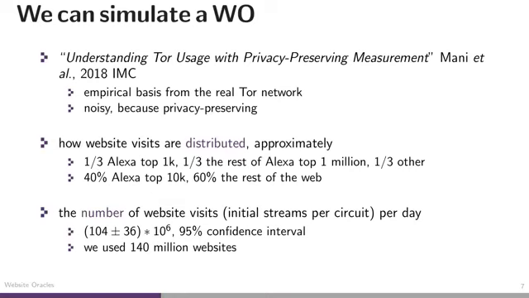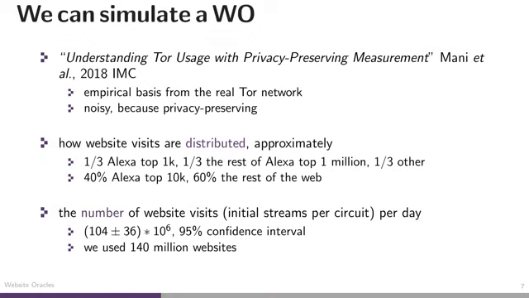First, we learn how websites are distributed, approximately. And by websites being distributed, I mean how are they visited, and which websites are visited through the Tor network. And there are two ways to look at the data we get from Mani et al.'s work that are useful for us today. One is to say that about 1/3 of the traffic goes to Alexa Top 1000, 1/3 goes to the rest of Alexa Top 1 million, and the last third of website visits go to other websites that are not on Alexa Top 1 million. Another way to look at it is that 40% of the traffic from Tor, or the website visits, I should say, goes to Alexa Top 10,000, and 60% to the rest.